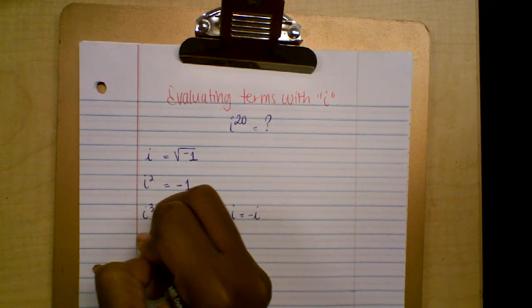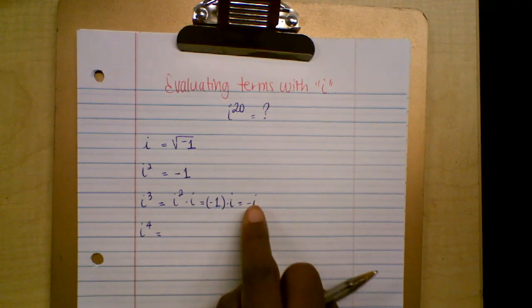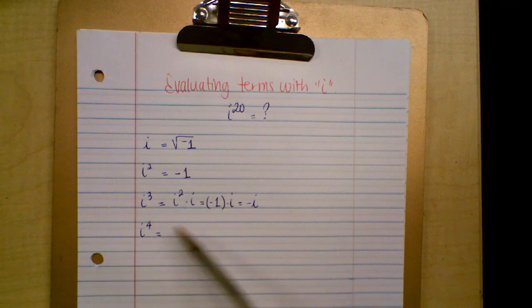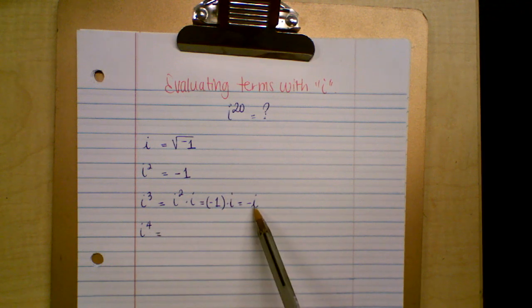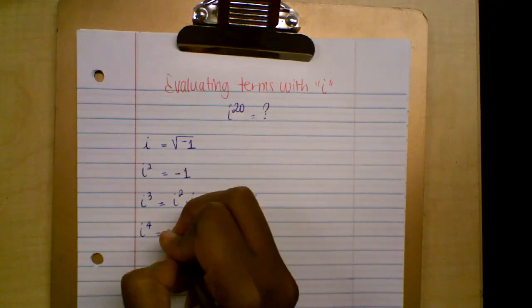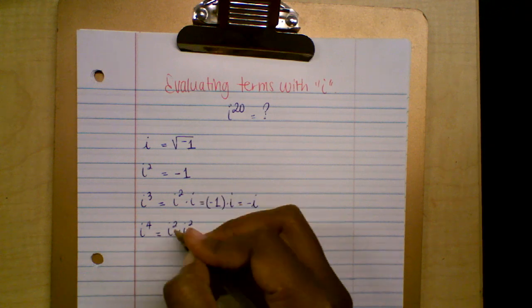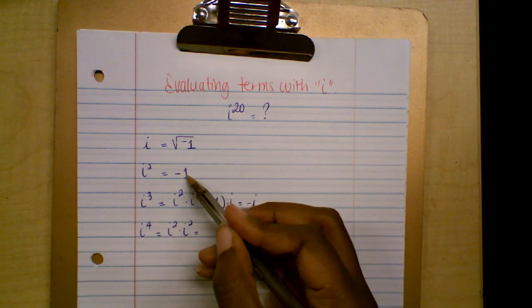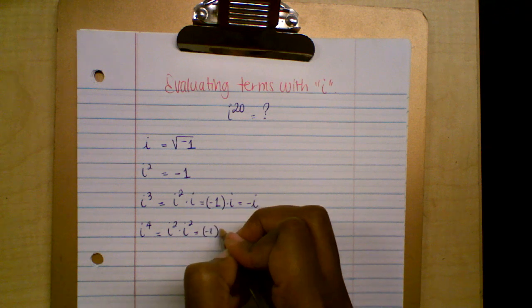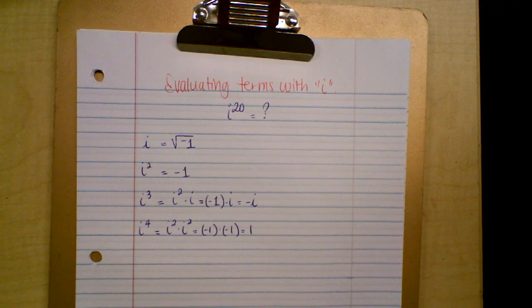What about i to the 4th power? There are two ways I can do that. I can say i to the 4th power is i cubed times i, but I'm going to use i squared times i squared. Why? Because I know i squared is -1. So I'm going to replace i squared with -1, and the answer is +1.